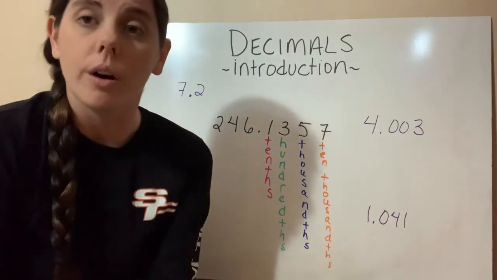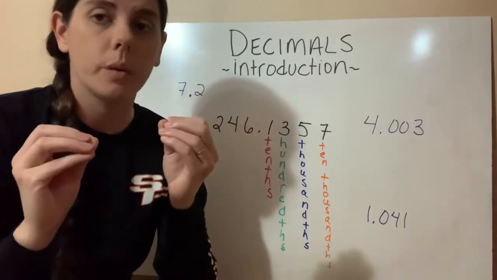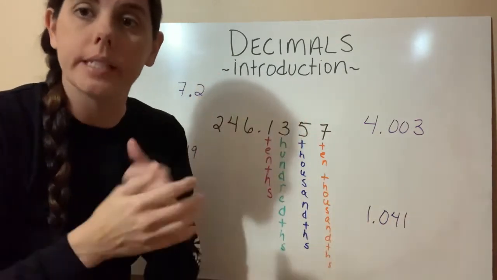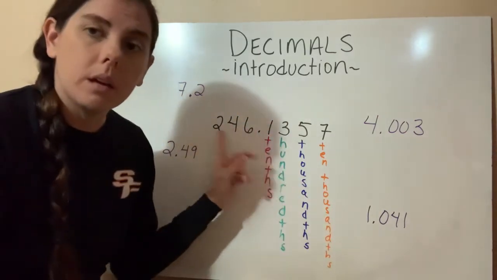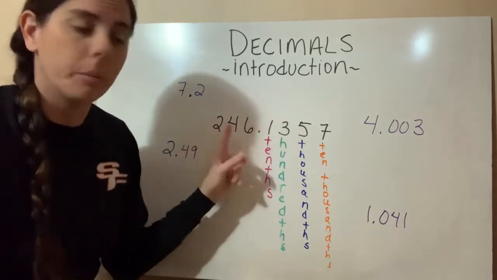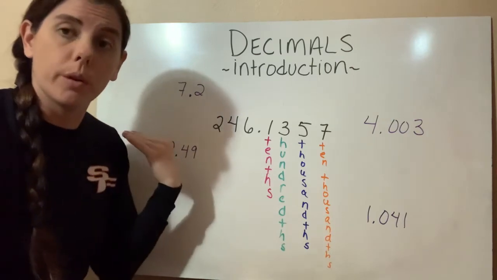Chapter 5 is all about decimals. So an introduction to decimals, just making sure we understand the nomenclature or how to name the decimal places. What we're going to do is, when we started in chapter 1, we named all of our whole number places with ones, tens, hundreds, thousands, and so on and so forth.